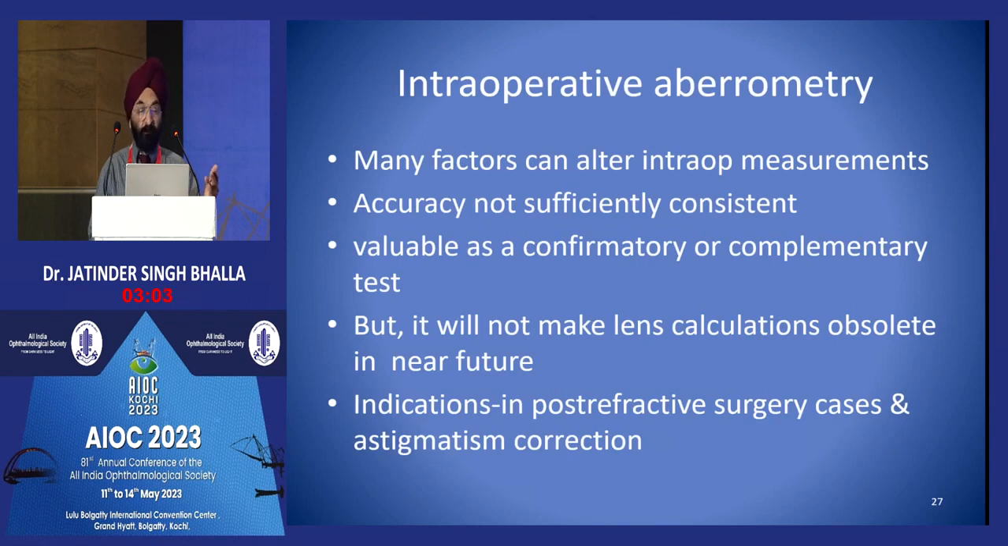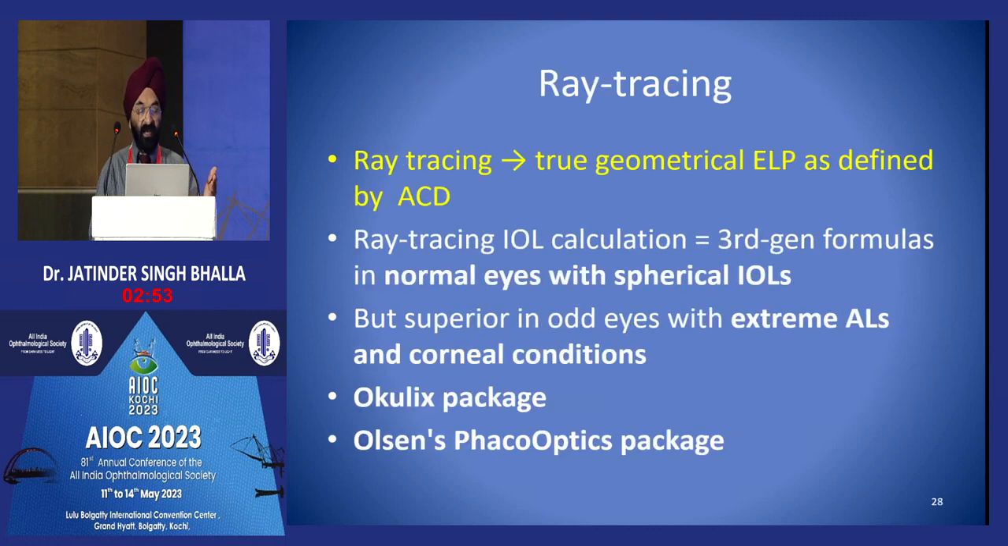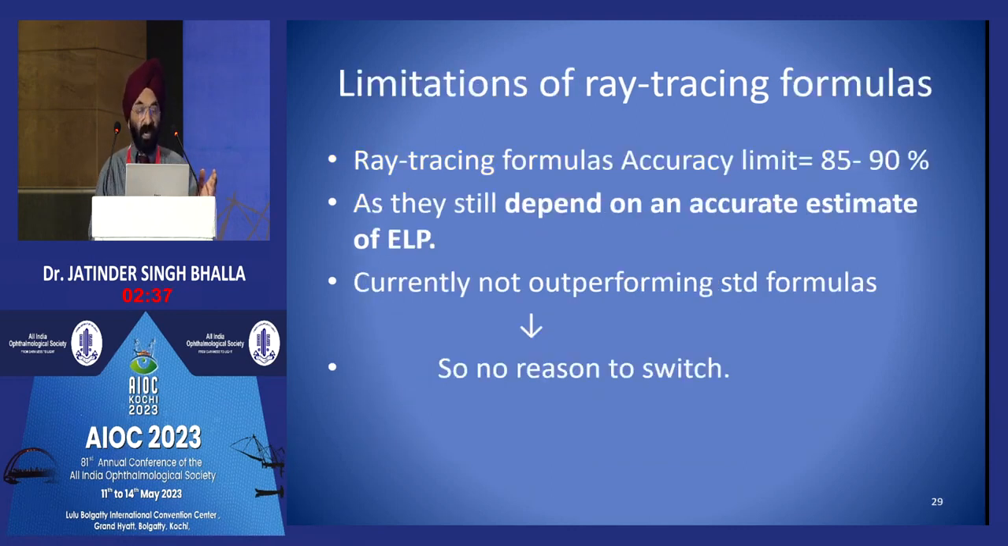Intraoperative aberrometry is best valuable as a confirmatory or complementary test. It is not going to make lens calculations obsolete in the near future, and the only indications are in post-refractive surgery cases and in astigmatism correction. Ray tracing IOL calculation is almost equivalent to third generation formulas in normal eyes, but it is superior in odd eyes with extreme axial length or with different corneal conditions like post-refractive eyes. But there are limitations of ray tracing formulas, because it still depends on the accurate estimation of the effective lens position, so there is no reason to switch to ray tracing formulas.